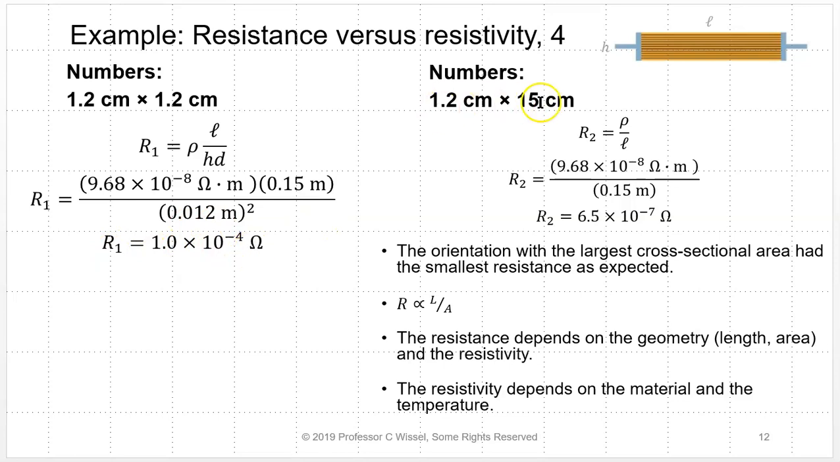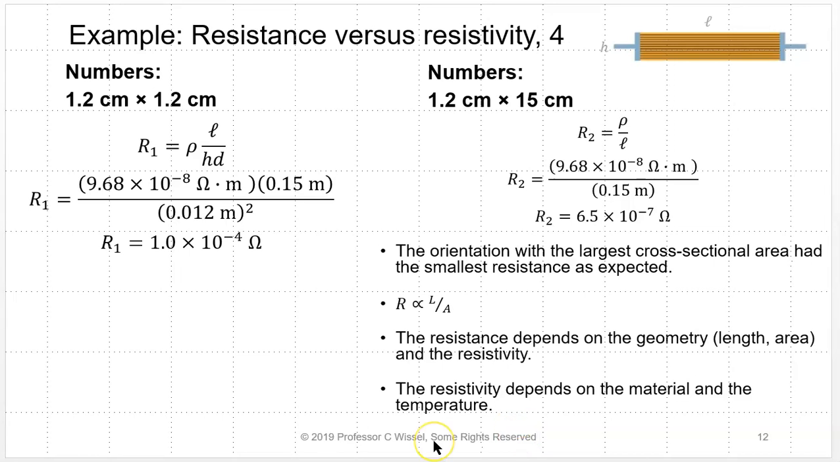Here is the 1.2 by 15 centimeters, that's the rectangular side. R2 is just ρ over L, so R2 is the ρ of 9.68 times 10 to the minus 8 ohm meters divided by the 0.15 meters. R2 is 6.5 times 10 to the minus 7 ohms, and it's considerably less than the square side. So the orientation with the largest cross-sectional area had the smallest resistance, as expected. Resistance is proportional to L over A. The resistance depends upon the geometry, the length, the area, and the resistivity. The resistivity is a property of the material, so it depends on the material and the temperature.